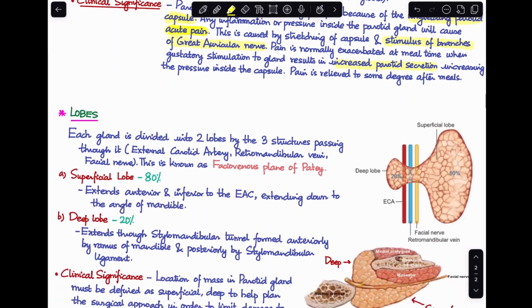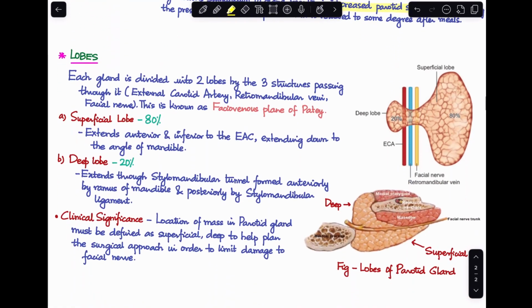Now let's move on to discussing the lobes of the parotid gland. Each parotid gland is divided into two lobes by three structures which pass through it. What are these three structures? If you look in the image over here, we have the facial nerve, the retromandibular vein, and the external carotid artery. So there's a nerve, vein, as well as artery. These three structures pass through the parotid gland. And this plane that they are passing through is known as the fasciovenous plane of Patey.